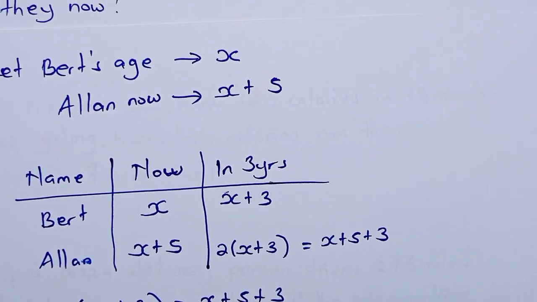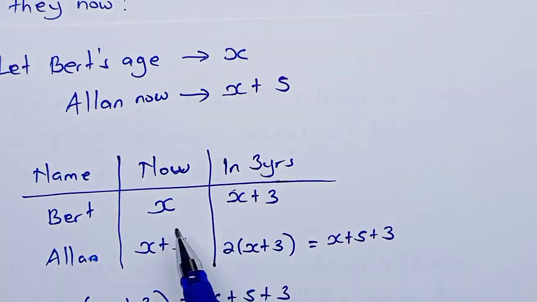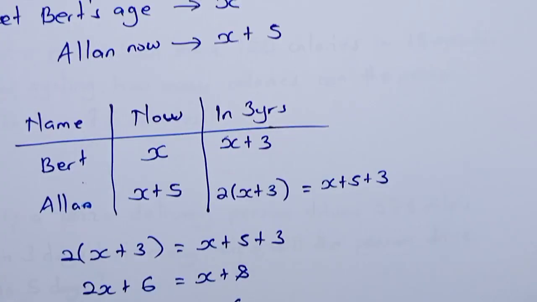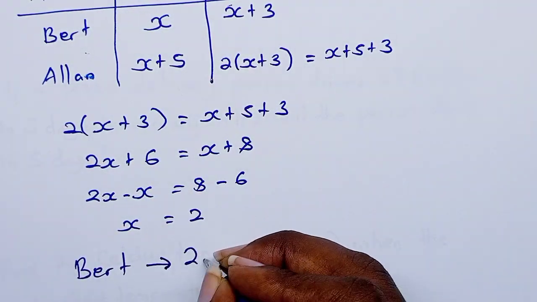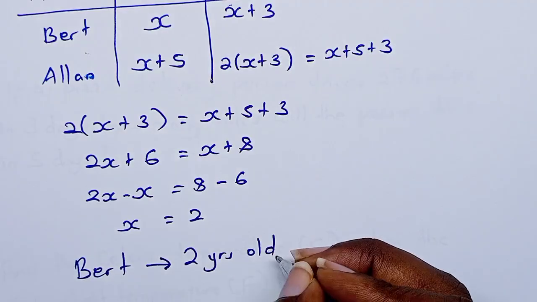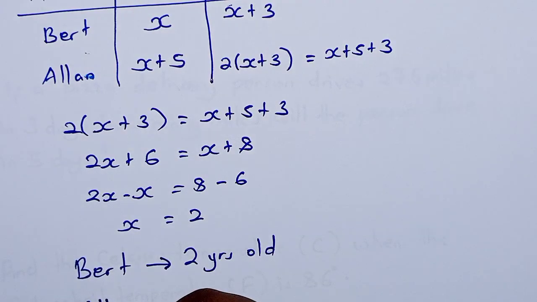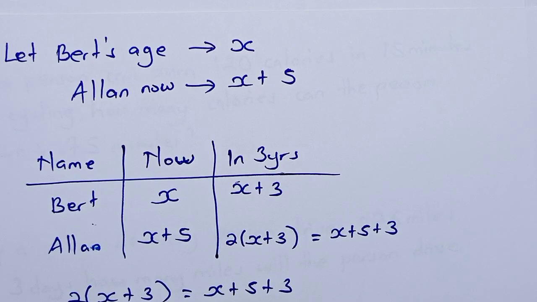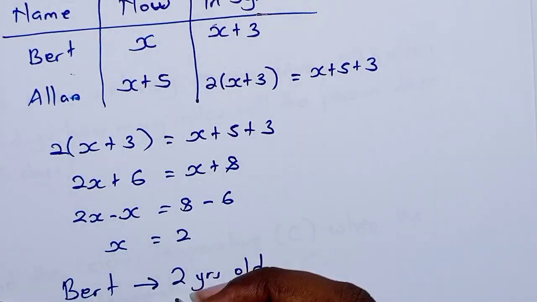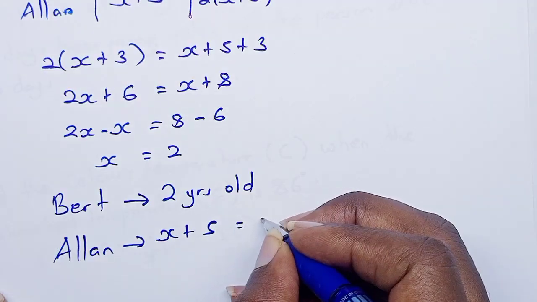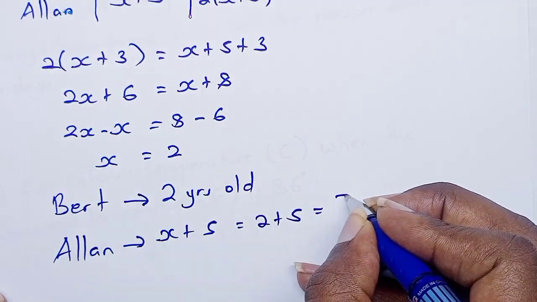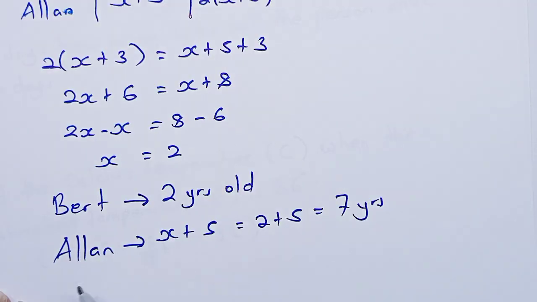Remember, we said x represents Bert's age right now. So right now, Bert is 2 years old. Therefore, Alan, remember we said Alan now is x plus 5. So it will be x plus 5, which is 2 plus 5, which is 7 years. So Alan is 7 years old right now and Bert is 2 years old right now.